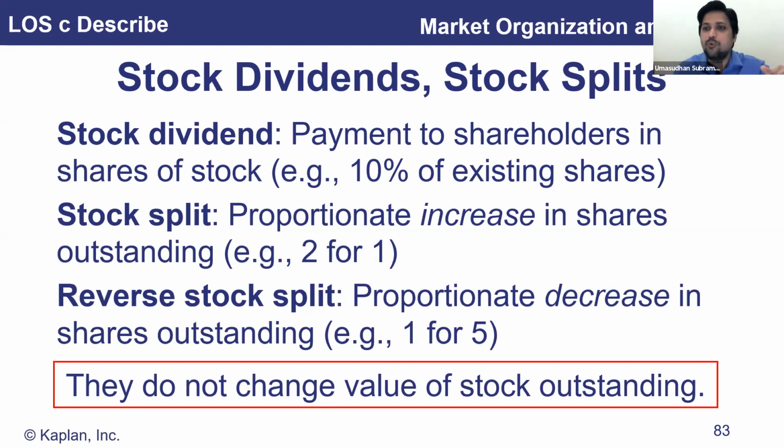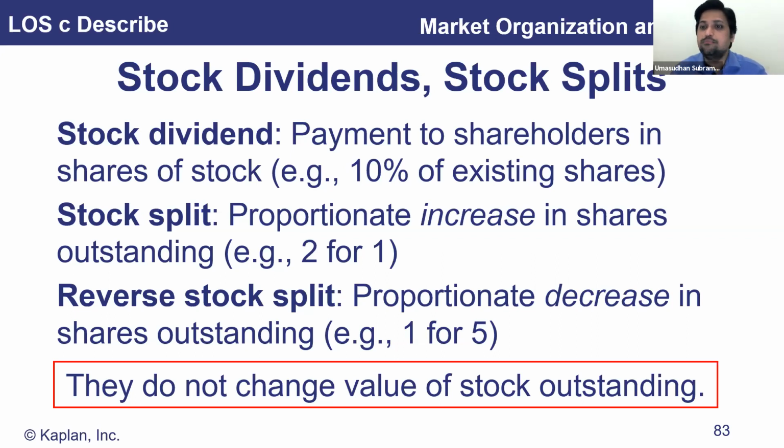So let's explain these things, and then I'll go into an Excel sheet and show you how the value doesn't change in all of these scenarios. The first one is stock dividend, payment to shareholders in shares of stock. So you don't pay cash dividends, right? But you actually pay dividends in the form of shares, free shares.